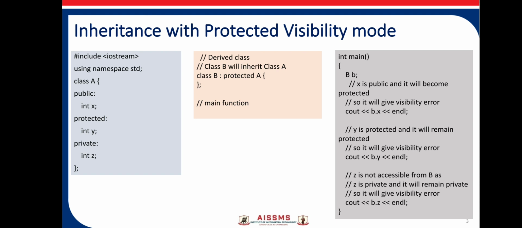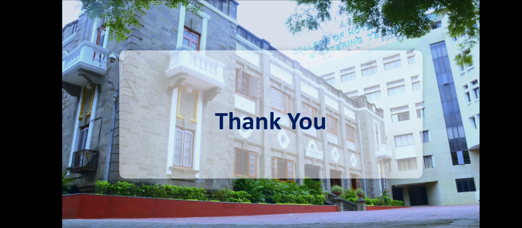Similarly, if we need to access variable y, it will also show an error because it is already in protected mode, and by default the private content will remain private only. That's why even the z variable is not accessible. So this is the explanation for protected visibility mode during inheritance. Thank you.